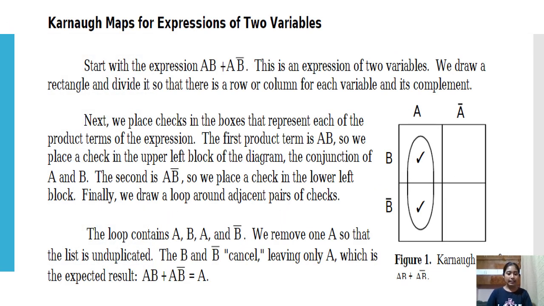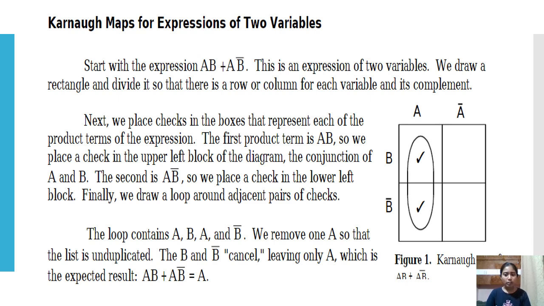So in this slide, let's see K-maps for expressions of two variables. Let's start with the expression AB plus AB bar. This is an expression of two variables. We draw a rectangle and divide it so that there is a row or column for each variable and its complement. Next, we place checks in the boxes that represent each of the product terms of the expression.